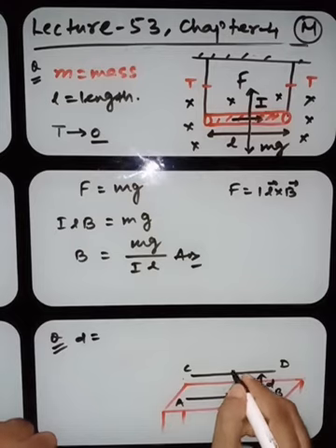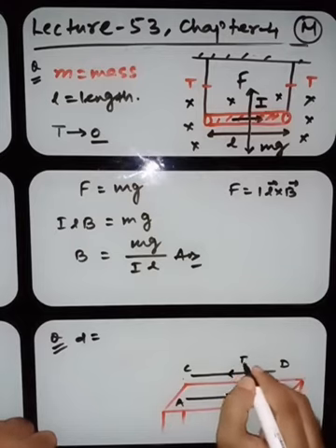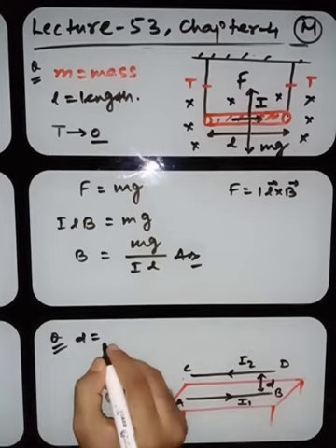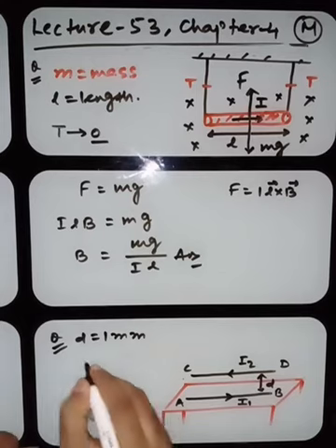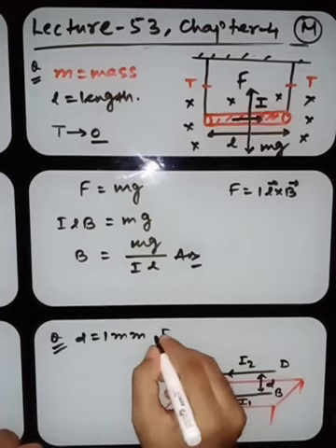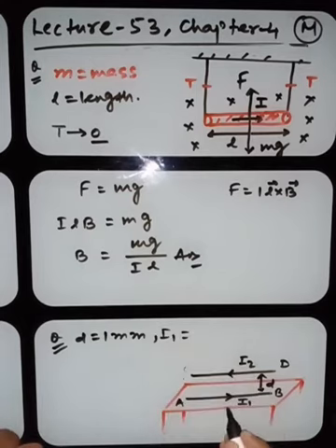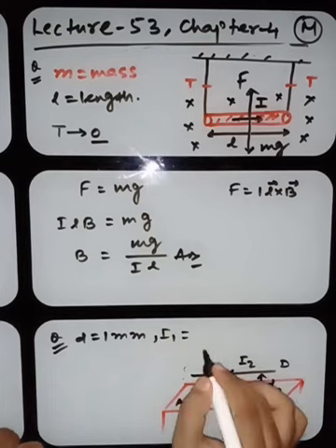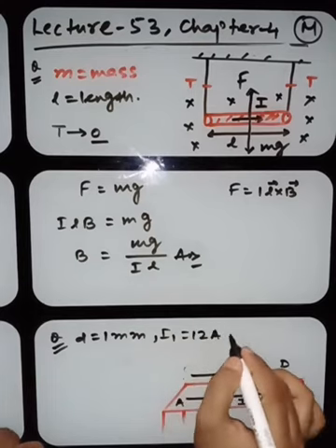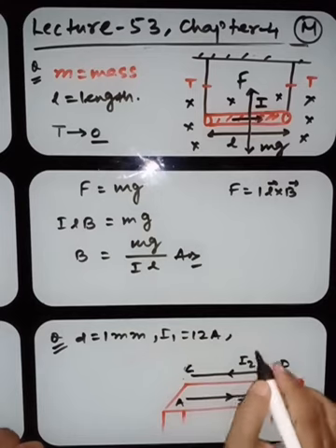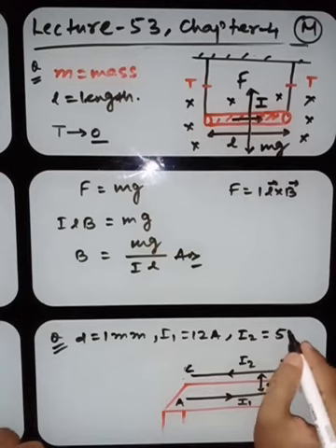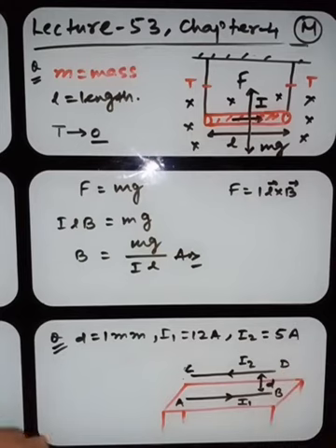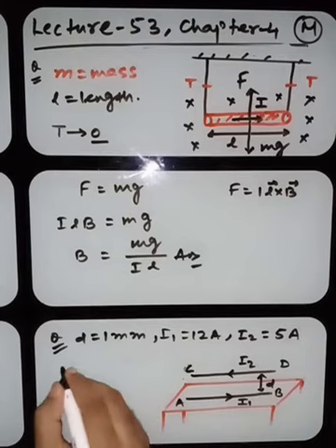Current is flowing through this conductor also. It is I2. Okay. The separation, it is 1 millimeter. I1, I2 both are given. Here I1, that is current flowing through AB, it is 12 ampere. Current flowing through this CD, it is I2, which is given as 5 ampere. Alright. Now you have to find mass per unit length of this conductor AB.